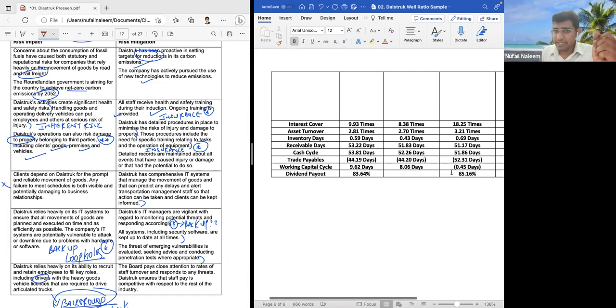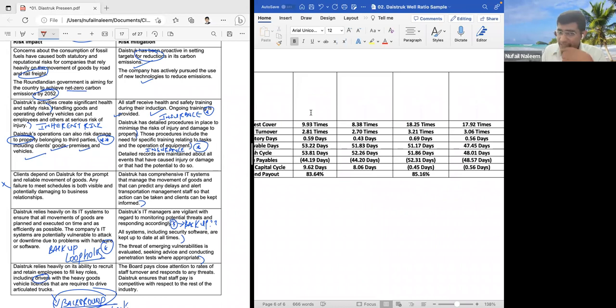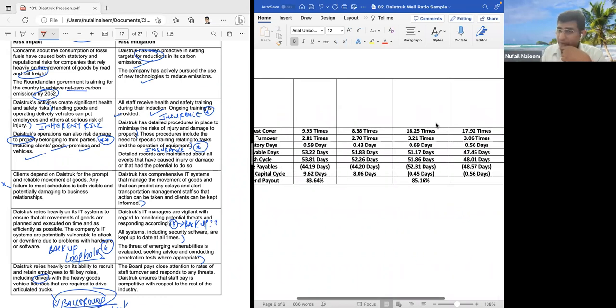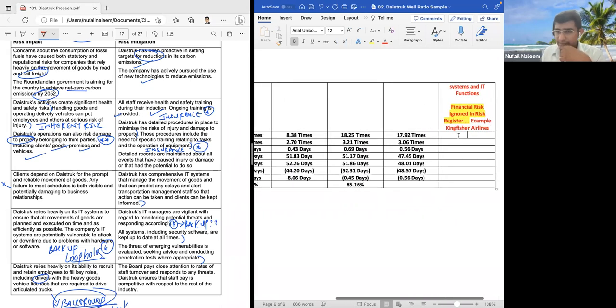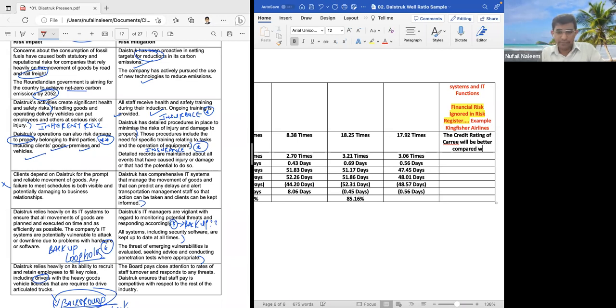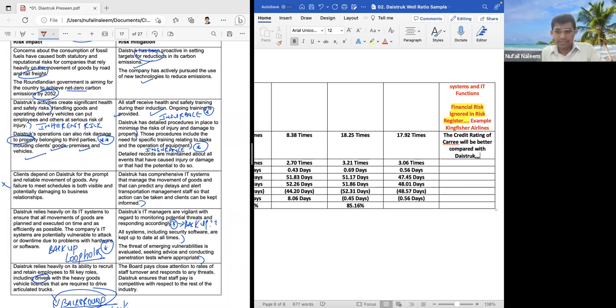The interest cover ratio, the asset turnover ratio. So I'm looking at the interest cover, 9.93 if you see, and the competitor is having 8.25. So I'll write down here, the credit rating of Carry will be better compared with Daistruk. Now, students, one exam point of view, so I'll just write it down.